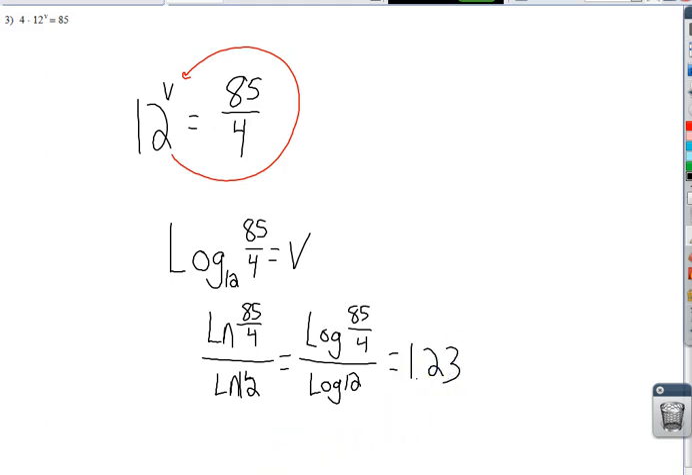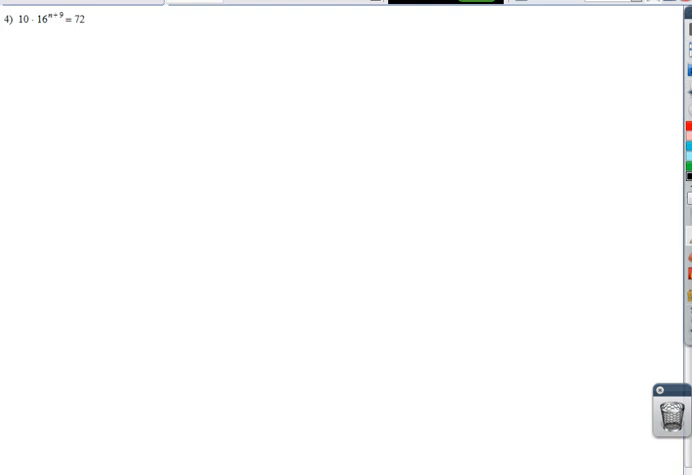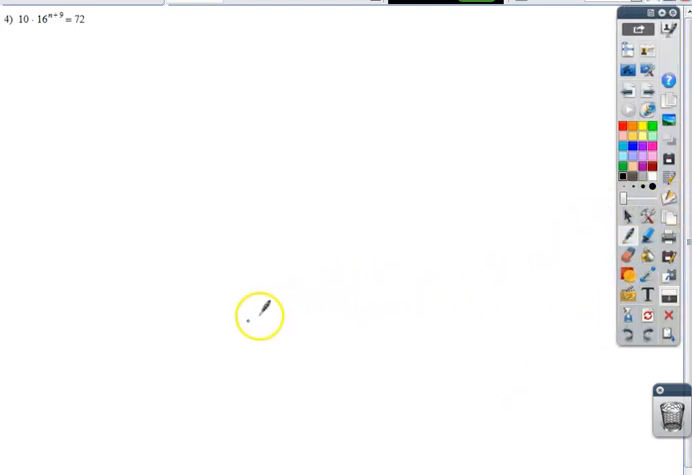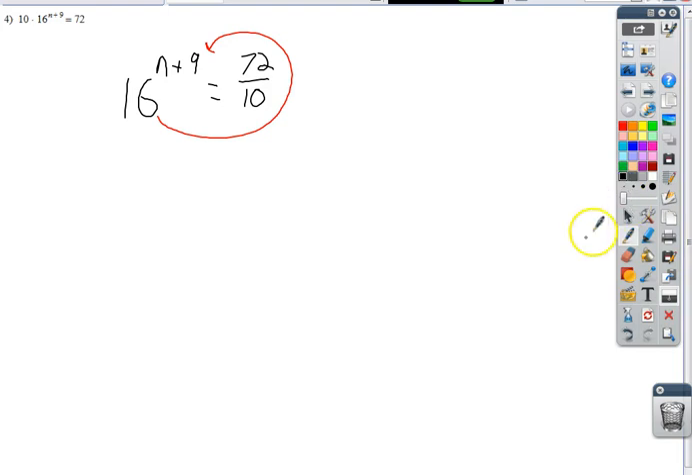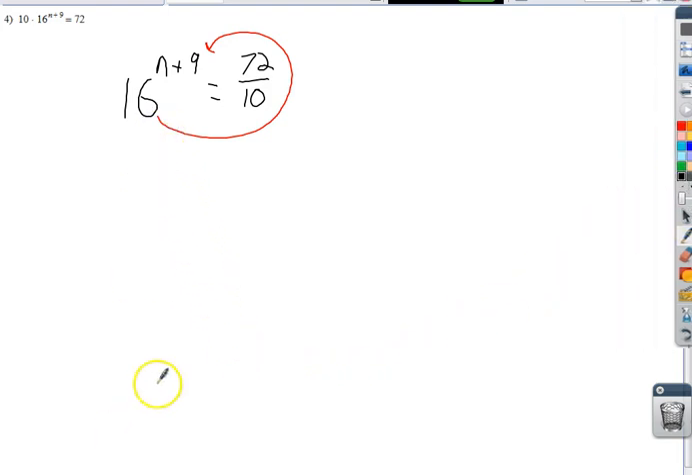Moving on. Now this problem, I've got to divide by 10 first. So I'm going to end up doing that. So I divide by 10. I get 16^(n plus 9) equals 72 over 10. Now, what I do is I do my little loop diagram again, because now I have the item with the base and the exponent by itself like I want. Now, I know what you're thinking, but it's n plus 9 in the exponent. You're right, but the base is isolated, which is what I was going for.